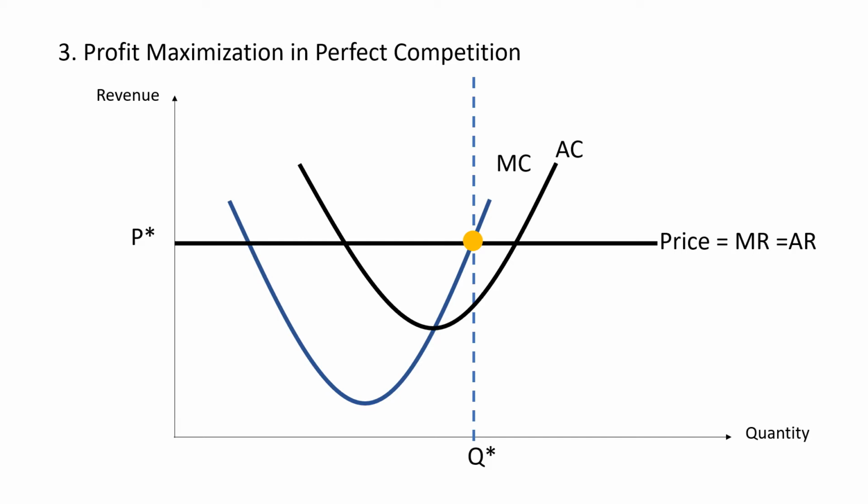To find the profit, you have to compare with the average cost. Here, at the level of Q star, or the equilibrium quantity, you will see another yellow point. There, it indicates the average cost associated with the quantity Q star, and you will see the gap between P star and AC star. It indicates the profit, because P star minus AC star is the unit profit, and when you multiply that unit profit by the quantity sold in the market, it is the profit.